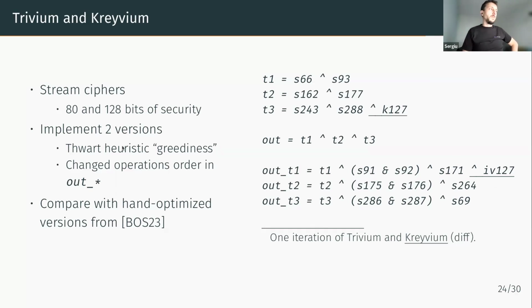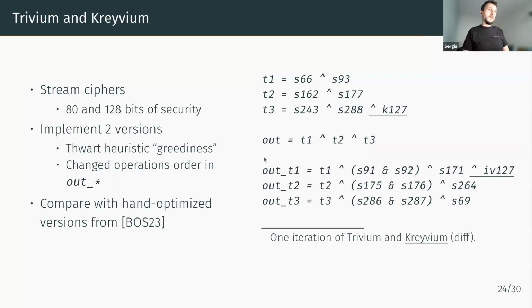And in our test, we have implemented 2 versions. This is the only manual input from a human, and we did this in order to thwart the heuristic greediness. What we did is interchange and group together the XORs in the last 3 instructions. So we do the ANDs in first place, and after this we do all the 3 or 4 XORings.